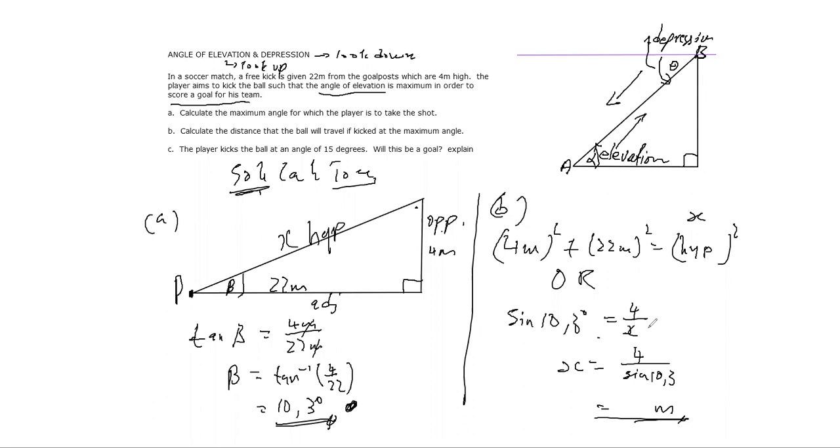And they ask you a question there, right? The player kicks the ball at an angle of 15 degrees. Will this be a goal? And you got to explain yourself. Well, let's see, the maximum angle is 10.3. 15 degrees is bigger than 10.3. Wait a minute, no. This guy is going to take the ball way up. It's over by 4.7 degrees. The ball will be above the post. You understand? So it will obviously not be a goal.